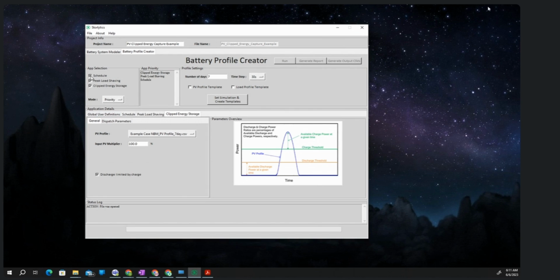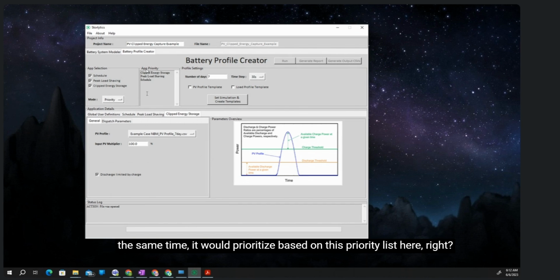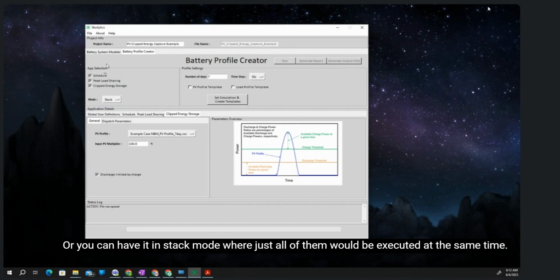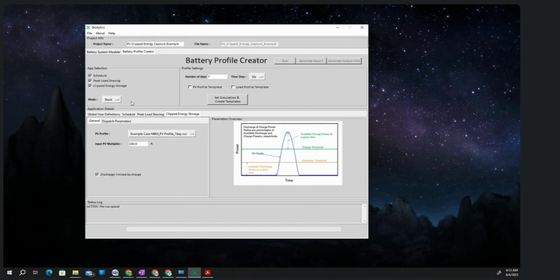You can put all three of them together and you can either run them in priority mode, which means if any of them are occurring at the same time, it would prioritize based on this priority list here. Or you can have it in stack mode where all of them would be executed at the same time. So it just depends on what you're trying to do.